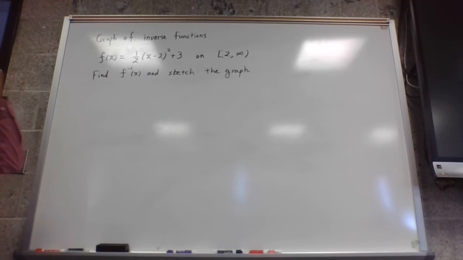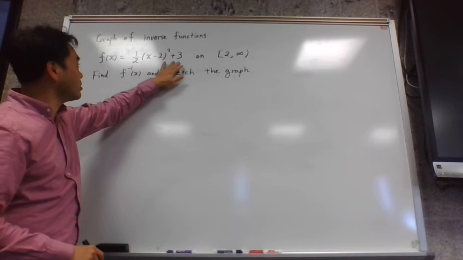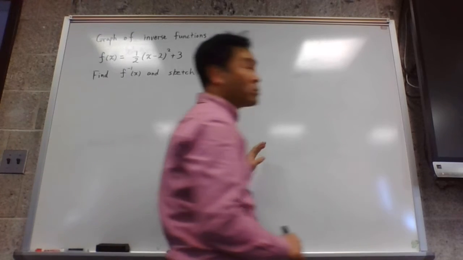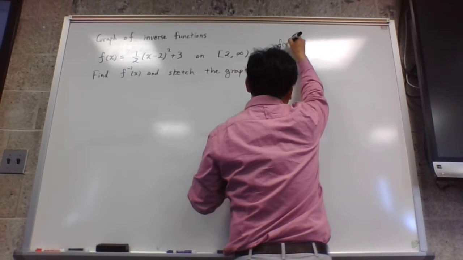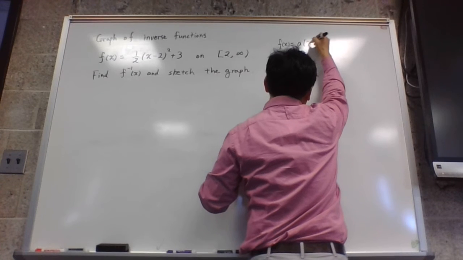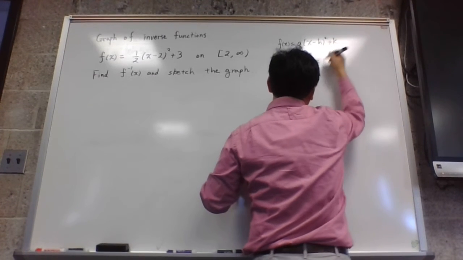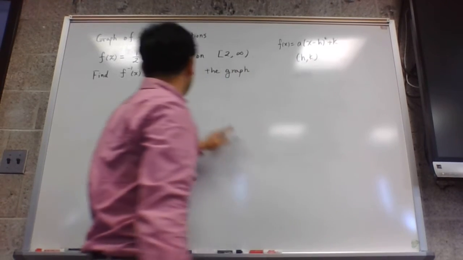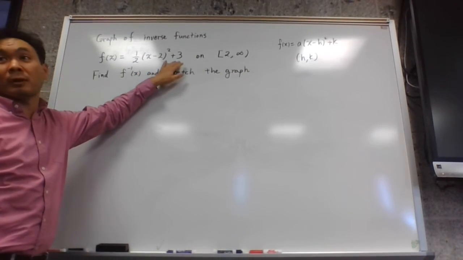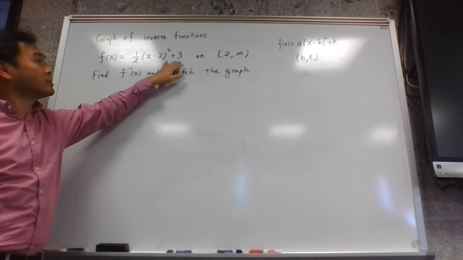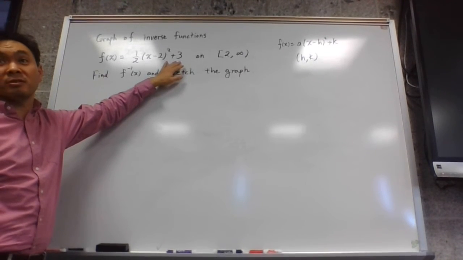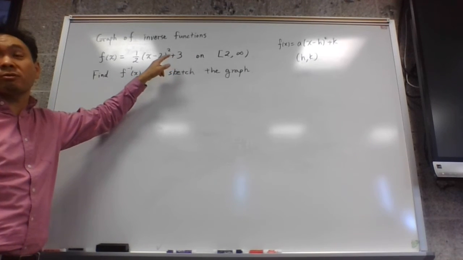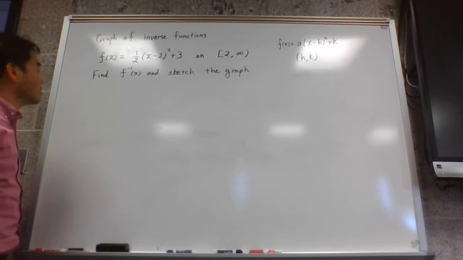You have a function, and as you can see, this is a quadratic function written in vertex form, right? Recall, what's the vertex form? f of x equals a times (x minus h) squared plus k, and (h, k) is the vertex in that case, right? So what's the vertex of this function? What's h? Compare that with this. h is 2, k is 3, so (2, 3) is the vertex.